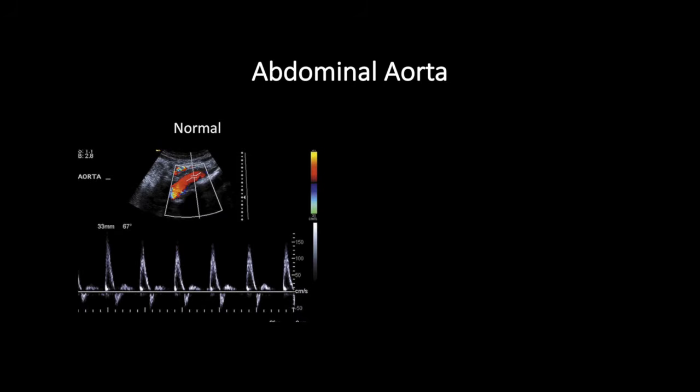Okay, so let's move into the abdomen. So we'll talk about the abdominal aorta first. So this is a normal aorta. And notice, as we mentioned earlier, how thin the waveform is here. And as we mentioned earlier, the aorta is also going to be a high resistance vessel. So this is what a normal aortic waveform looks like. It's high resistance and it looks very thin.